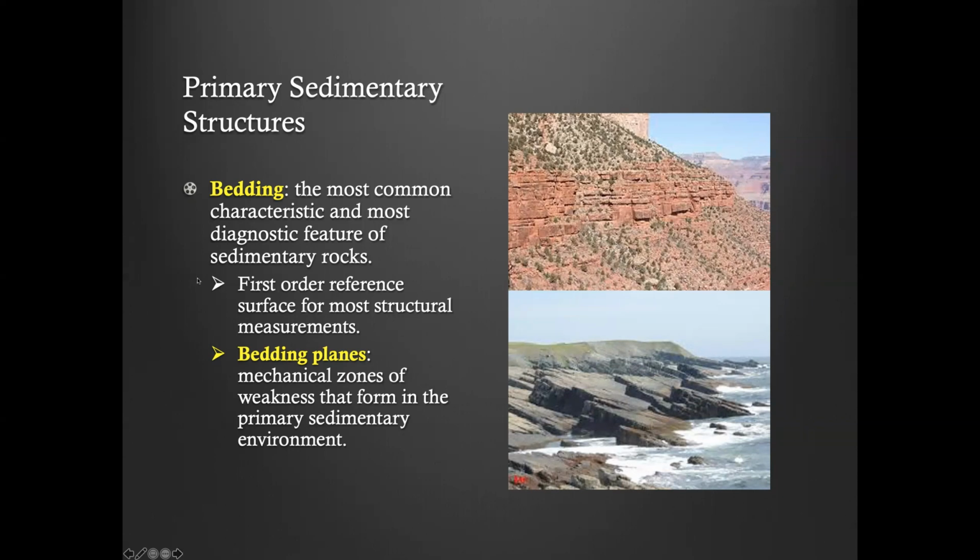So when we talk about bedding, we say it's the most common characteristic and most diagnostic feature of sedimentary rocks. It's the first order reference surface for most structural measurements. So what we want to do is we want to find the bedding. Oftentimes in structural geology, we are mapping sedimentary rocks. We also map metamorphics, but metamorphics can also demonstrate bedding. And we also map igneous, which, if we're talking about volcanic rocks, can have bedding, but doesn't have to.